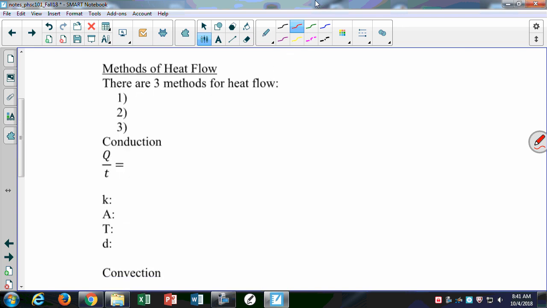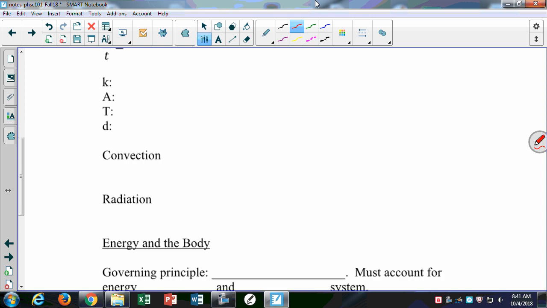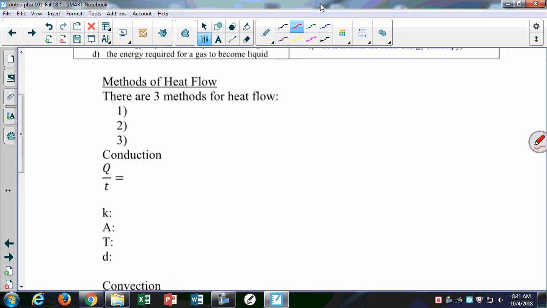All right, just one last thing here. There are 3 methods of heat flow. They include conduction, convection, and radiation. Oh, you know them. They were in middle school. It's a middle school topic. Or it is now. Maybe y'all didn't cover it in middle school.